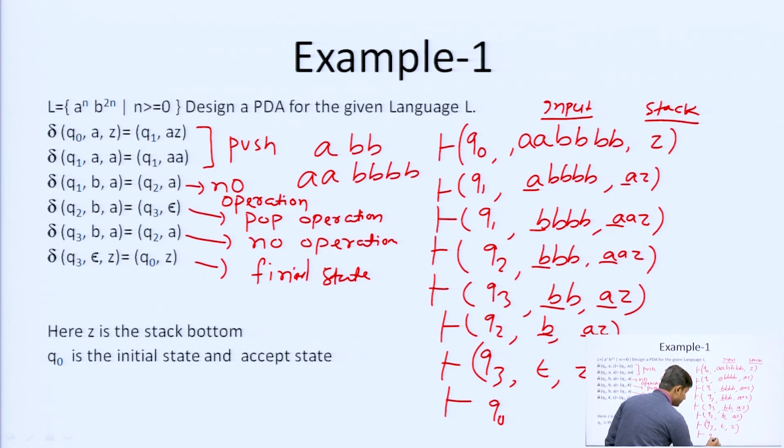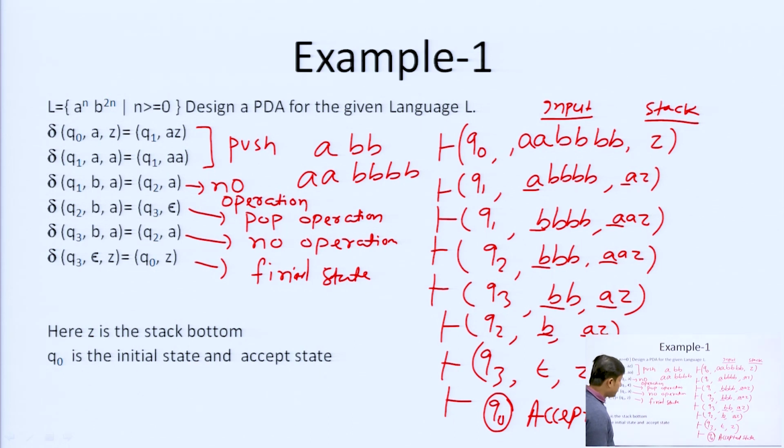This Q0 is the accepted state. So, all the strings generated by this language are accepted by this pushdown automaton, and Z is the stack bottom. We have written Q0 is the initial state and accept state. Also, if you take epsilon, the empty string, this will be accepted because n is greater than or equal to 0. When n is 0, epsilon will be accepted by this diagram.